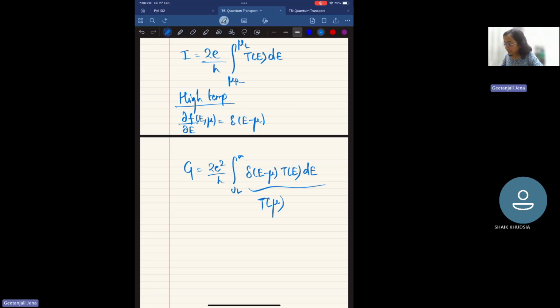What is T? It is the transmission. What is the transmission coefficient? It's like the probability, so how much injected carrier is getting towards the forward direction. So this is the transmission coefficient.